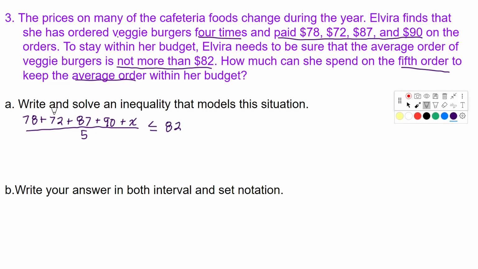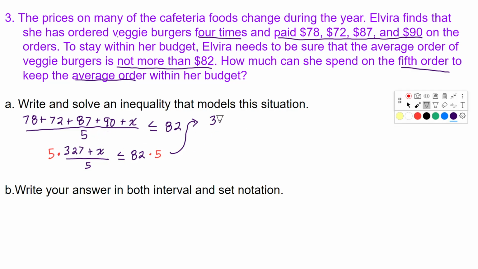I'm going to start by simplifying my numerator there. So 78 plus 72 plus 87 plus 90 is 327. Plus x divided by 5 is less than or equal to 82. Now I need to undo the divide by 5, so I multiply both sides by 5. And we have 300, that should be 327, not 325. Let me fix that.